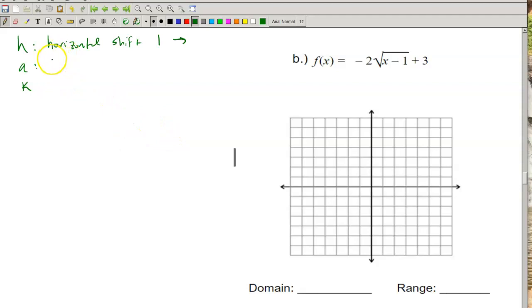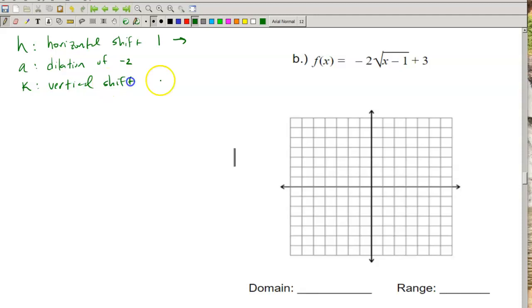The A value is -2, so I have a dilation of -2. That just means that I am stretching out the y values by -2, and I'm multiplying the y value by -2. The K value is 3, and that's a vertical shift.